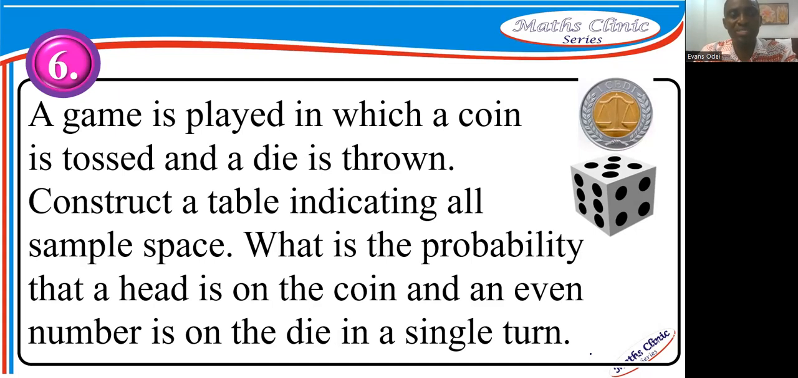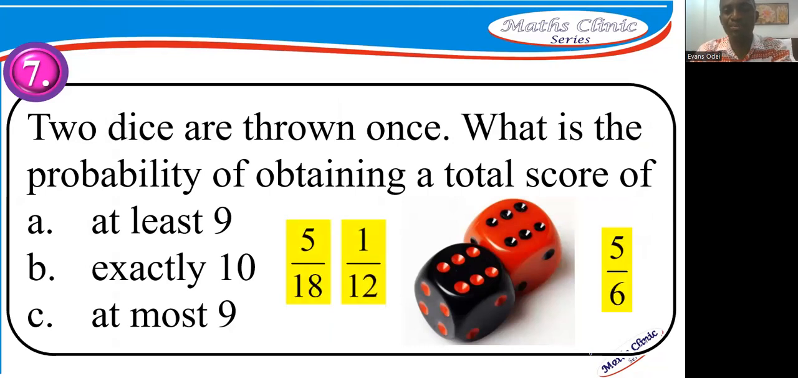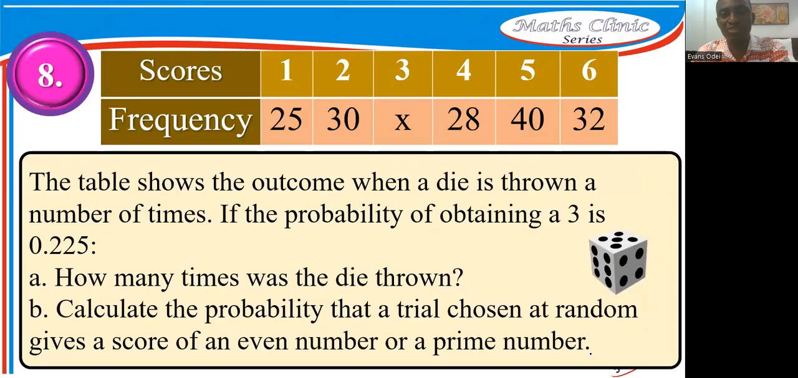So the next question is question number 6. A game is played in which a coin is tossed and a die is thrown. So you construct a table for it and you solve, and the answer will give you 1/4 as your possible answer. Then question number 7. 2 dice are thrown once. What is the probability of obtaining a total score of at least 9, exactly 10, and so on and so forth. And all these are the possible answers you will get. I think finally, this question, you have to take your time and go through it. And when you do it, you get these 2 possible answers.